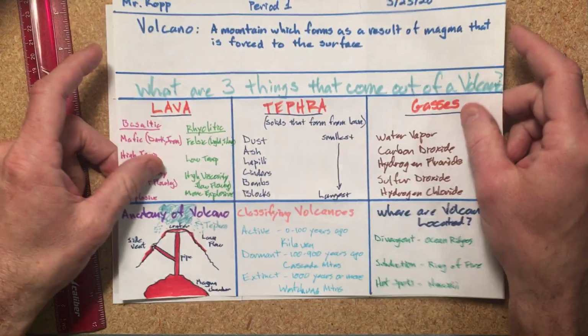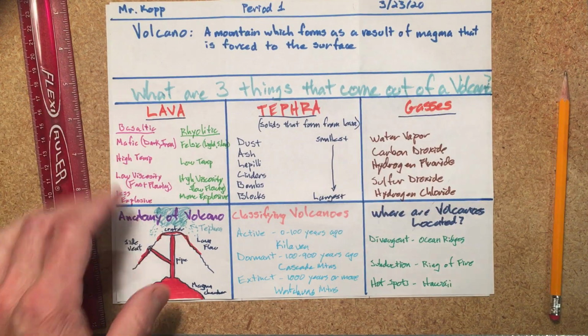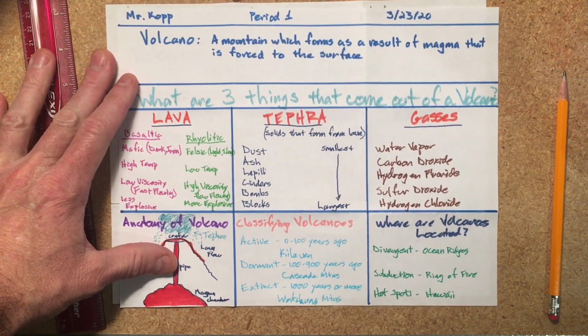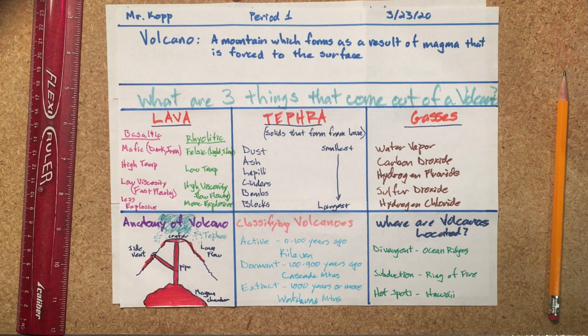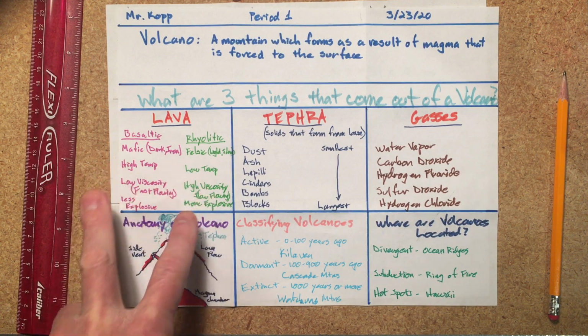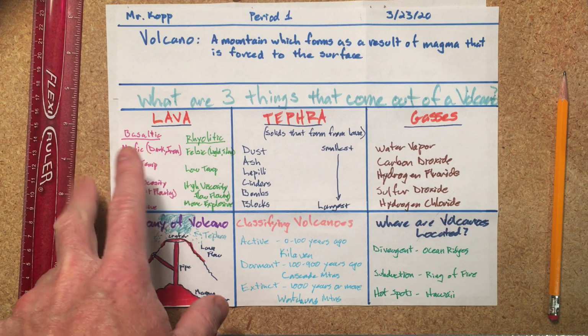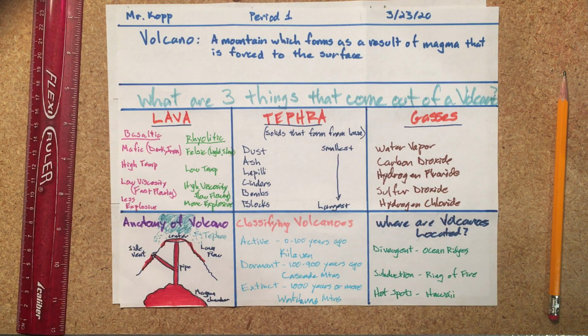Ultimately, we want all the notes that we did from last week on a single piece of paper, which would look something like this. Again, I just filled that in pretty quickly. I'll probably end up posting another video with more details as to why this is important: the difference between basaltic and rhyolitic lava, how tephra is organized by size, similar to our sediment, the types of gases that come out, and so on and so forth. I'll probably post some sort of review video later on, maybe a screencast.